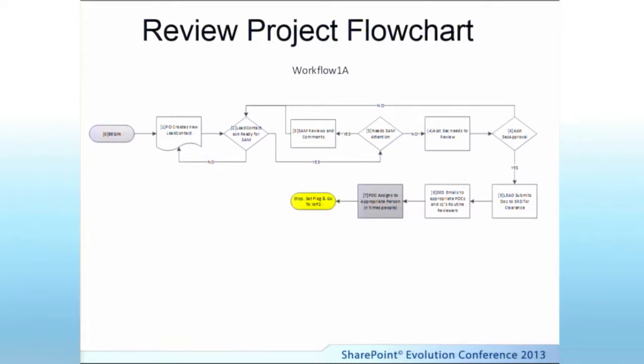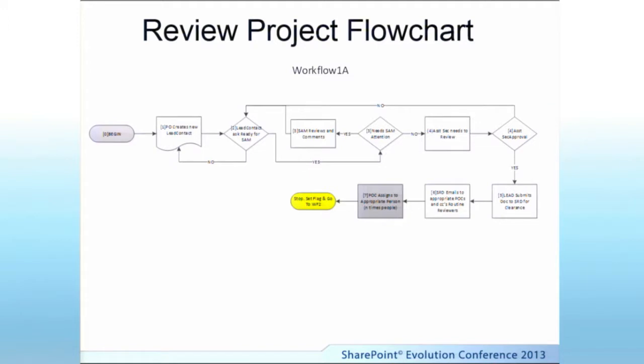Then if the SAM needs to comment on it, it will comment on it, and it will come back. Does it require any more comments? No, move forward. Assistant secretary gets it. Is it okay? If no, move it back over here, send it through there. If yes, move it down. The lead submits the document to SRD for clearance.